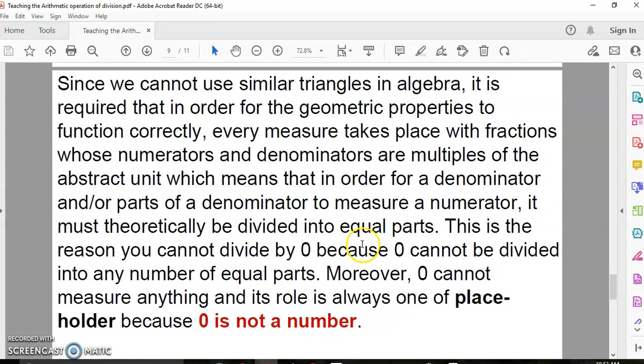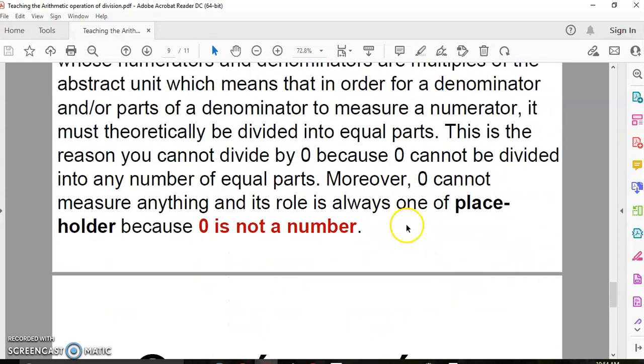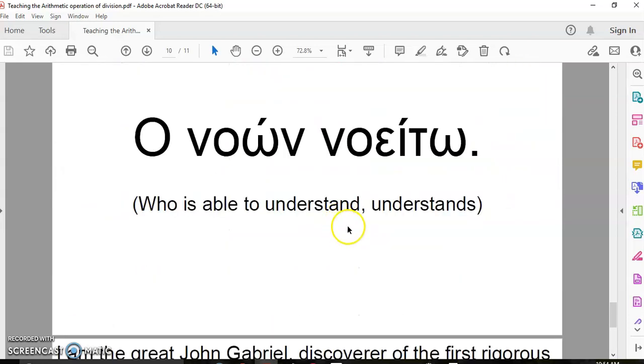So, since we cannot use similar triangles in algebra, it is required that in order for the geometric properties to function correctly, every measure must take place with fractions whose numerators and denominators are multiples of the abstract unit. Okay? Which means that in order for a denominator and or parts of a denominator to measure a numerator, it must theoretically be divided into equal parts. And this is also the reason you cannot divide by 0, because 0 is not a number, okay? And you can think about what I've written here by yourself.